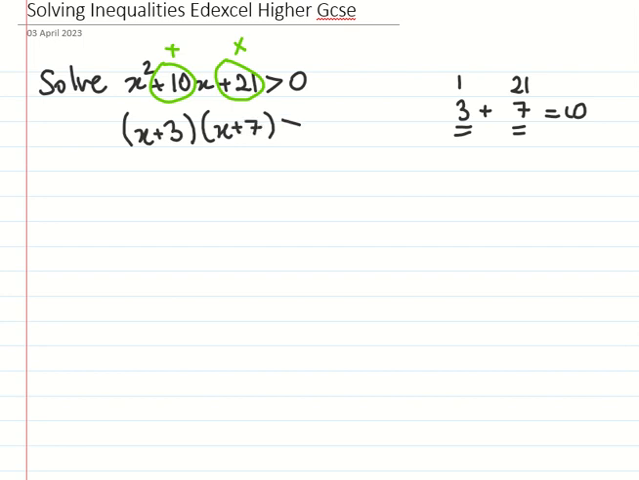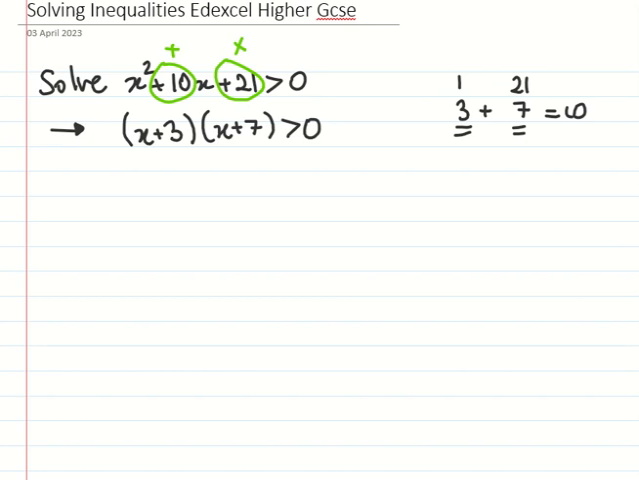I should make sure that I always use the same inequality sign as in the question. In Edexcel, some method marks will be given to this specific line, so you shouldn't put an equal sign here. Now my aim is to solve this inequality by using a sketch.